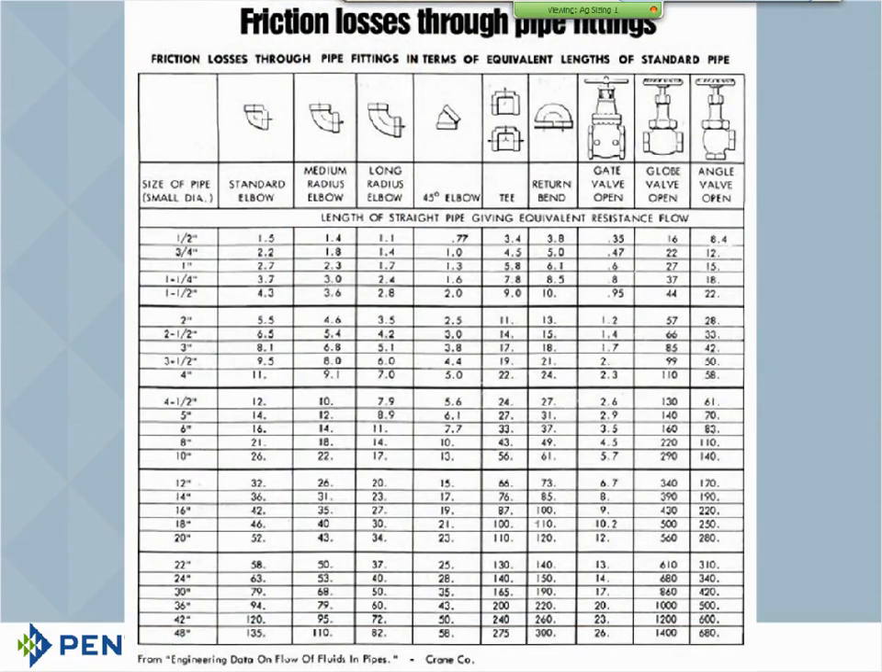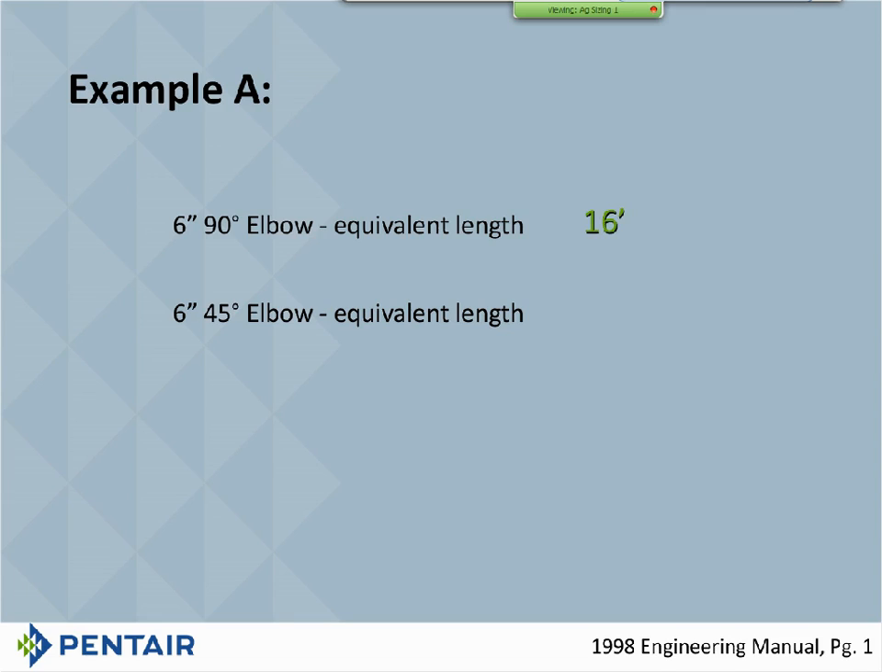All right? So when we look here, you'll see the actual size of the pipe is there, and then it goes into the standard elbow, and over there is your 45-degree elbow. So if we go down to 6-inch pipe and we look at that standard elbow, it says 16 feet. So one standard 6-inch elbow equals 16 feet of straight pipe. It'd be the same as if I was pushing that water through 16 feet of straight pipe. A 45 is going to equal 7.7. You know what we're going to do. We're going to round that 7.7 off to 8.